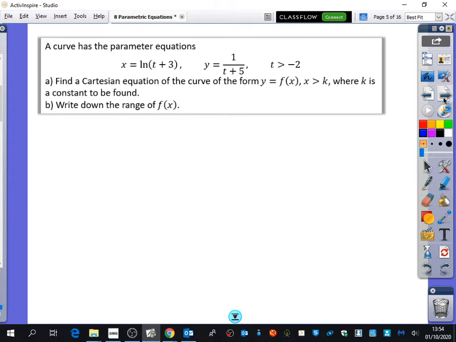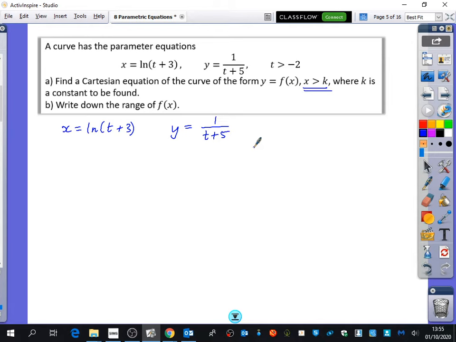So we want to find the Cartesian equation of this one that we've got here. And we want to find out what the constant is. It's for the domain. It says that the domain is that x is greater than k, where k is a constant to be found. So previously we said that we would make t the subject. Which one do you think is going to be better to make t the subject? I'd only answer this if you've done the... which one? I actually disagree. I actually think the one on the left is going to be easier.